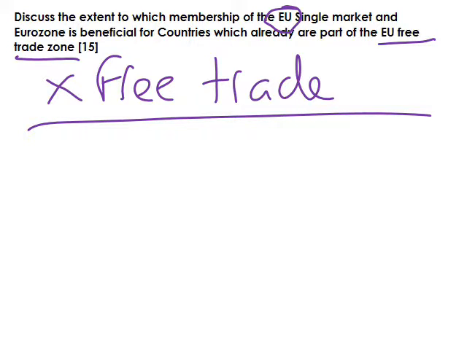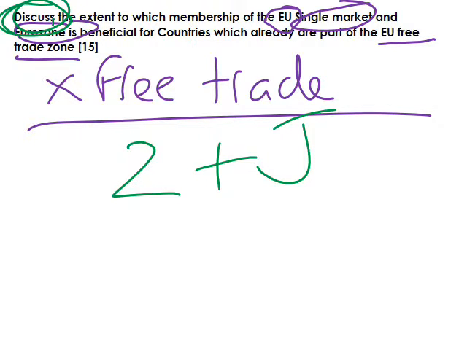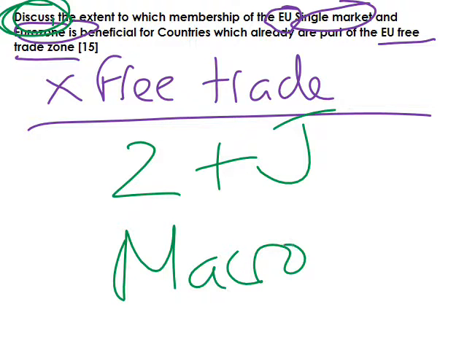What you can either do is look at the single market and the costs and benefits of that, or the Eurozone and the costs and benefits of that. As it's a discuss question, then it's two sides plus a judgment. So just two points well explained. The topic itself is economic integration. So this is a macro topic.